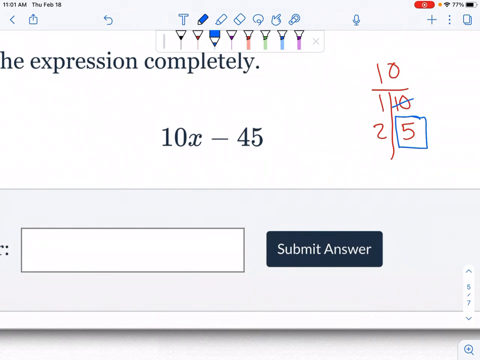So check this out. This is the new piece that we're going to talk about. Using 5, I want to know 5 times what makes 10 and 5 times what makes 45. So we have 5 times 2 that makes 10. And then it's also multiplying with this x here. So I'm going to leave this x as well. So 10x can be rewritten as 5 times 2 times x.